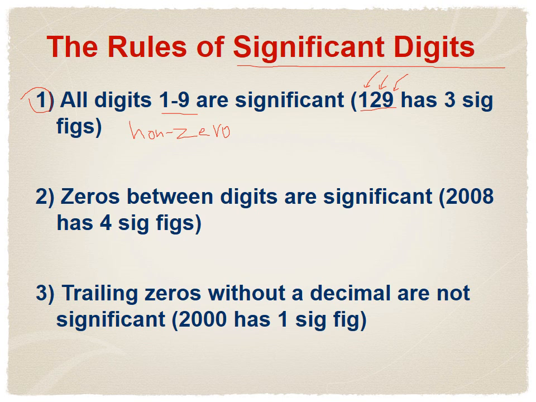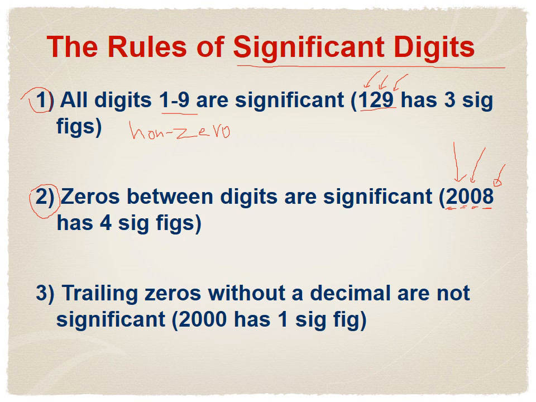Another rule is that zeros in between digits are considered significant as well. Look at the number 2008. We have digit 2, digit 8, and in between there are zeros, so that makes these zeros significant as well. This number has 1, 2, 3, 4 significant digits. Basically, there's some uncertainty in this last digit over here. It could be 2009. It could be 2007. So there's uncertainty in that last digit.